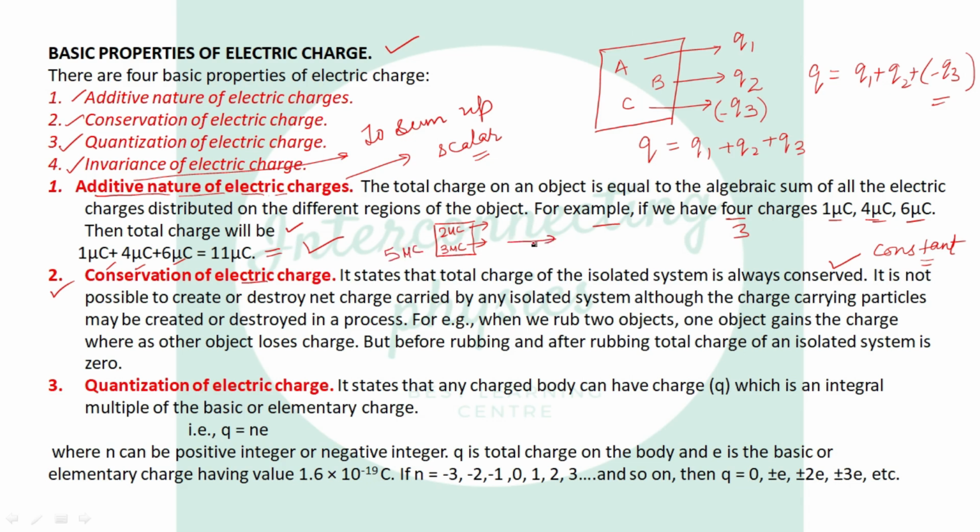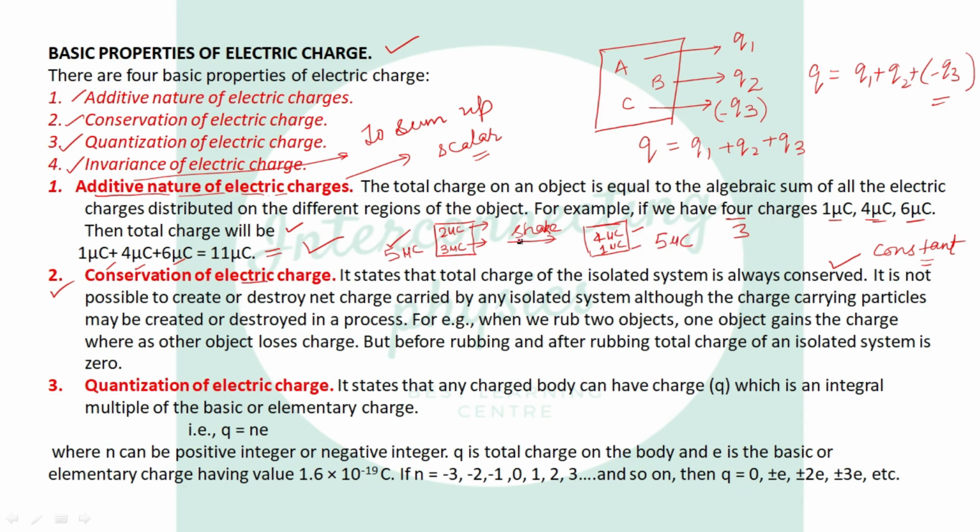Let us shake this body. So we will see the charge on the body is now 4 microcoulomb and 1 microcoulomb. Means total charge will be constant before shaking and after shaking. Total charge is 5 microcoulomb. Now charge has been distributed and the total charge here is also 5 microcoulomb.